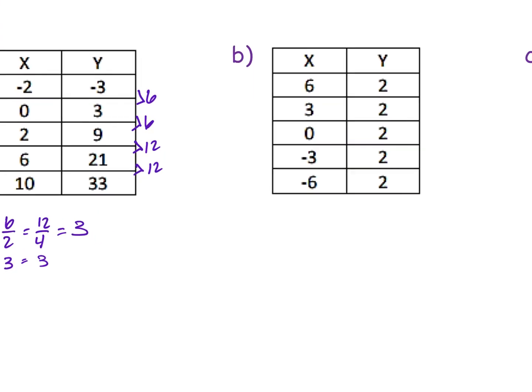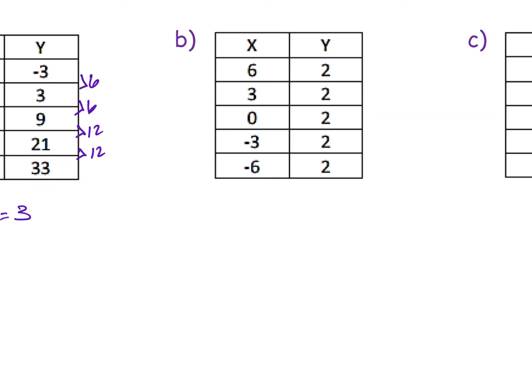Okay. So B, 3 minus 6. Negative 3. Beautiful. 0 minus 3. Negative 3 minus 0. Negative 6 minus minus 3. What's my difference on this side? 0, 0, 0, 0. So slope equals 0 divided by negative 3.